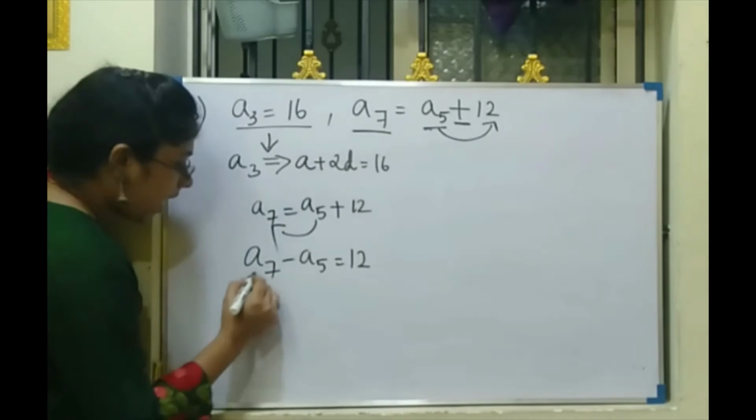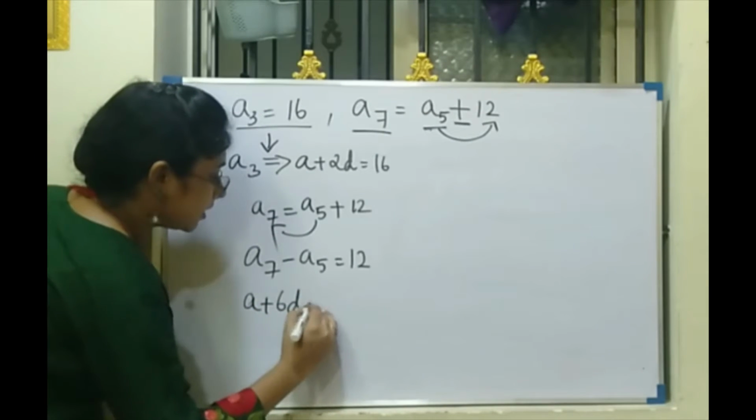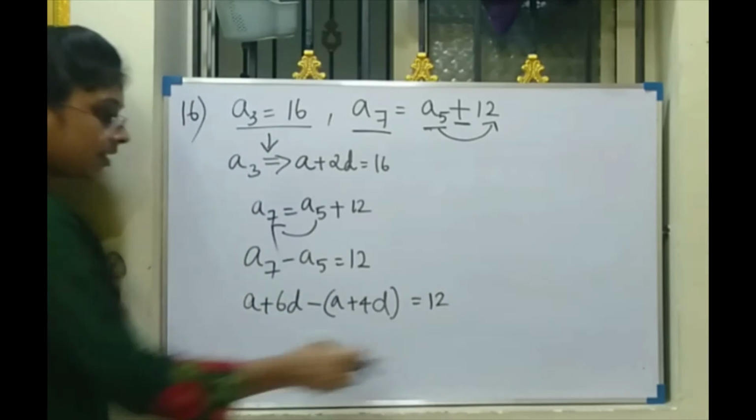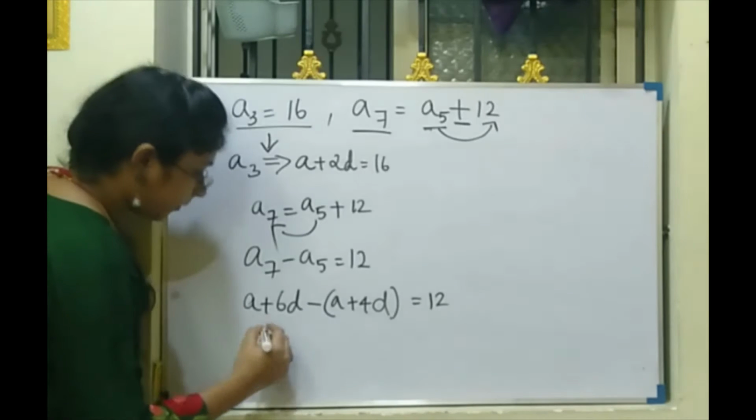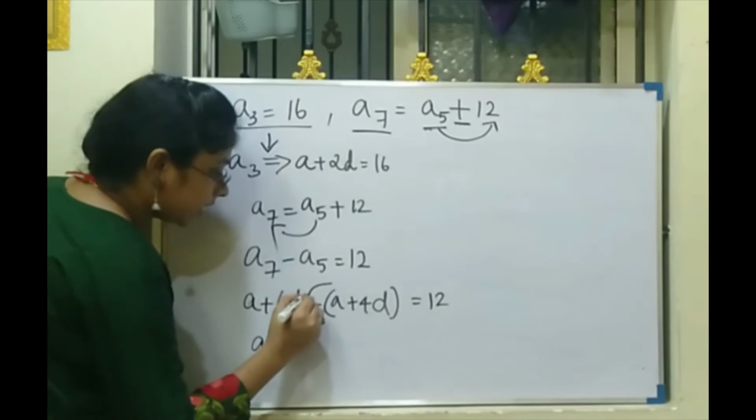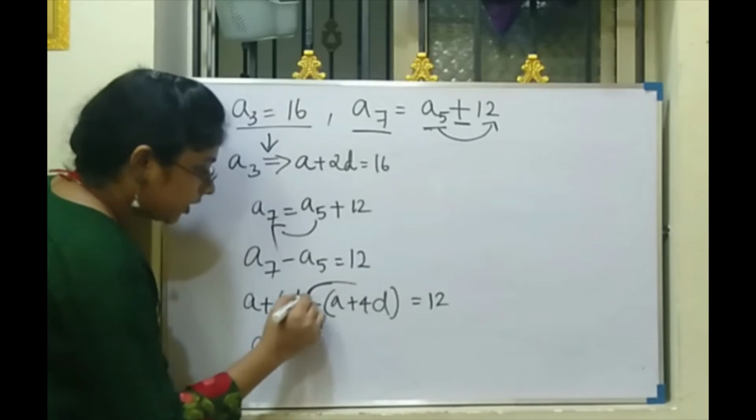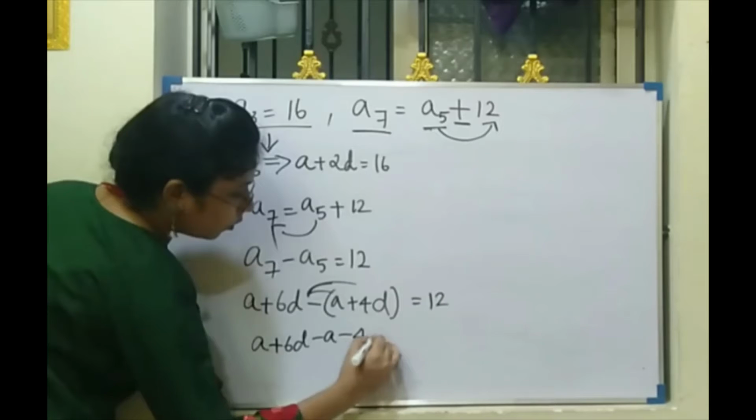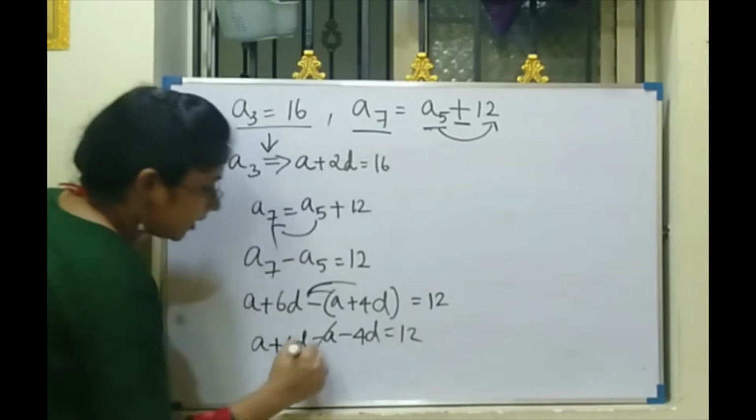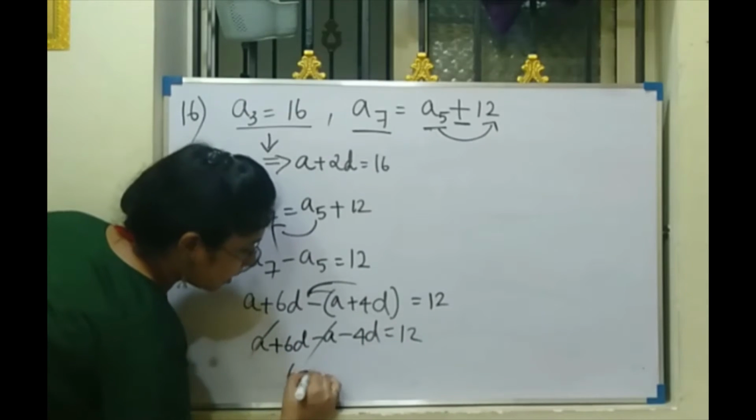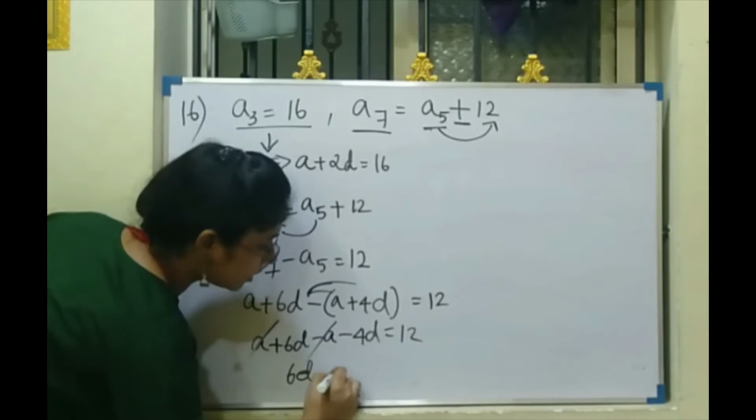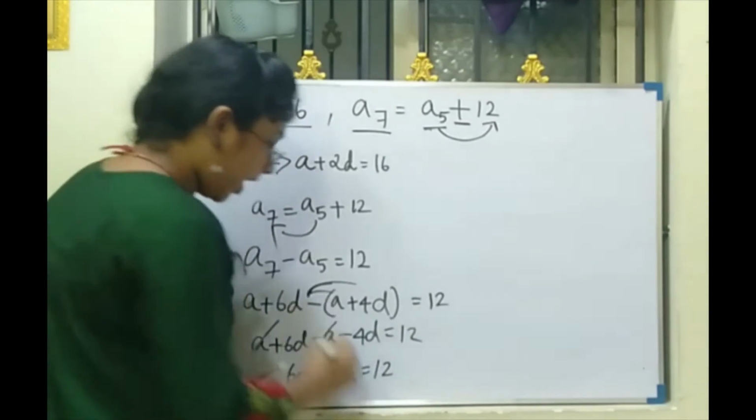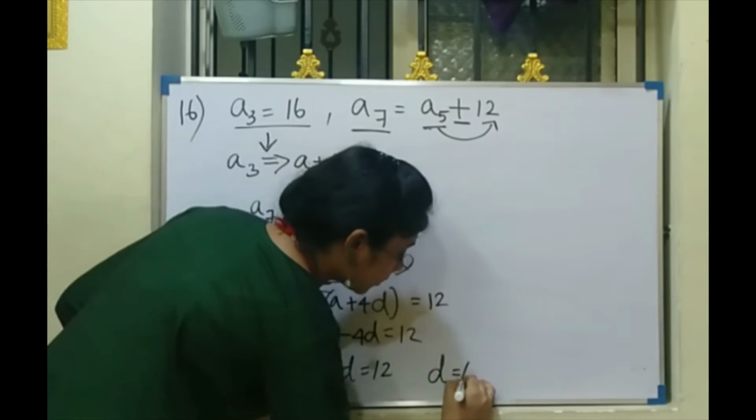And now when we expand this, A plus 6D minus of A plus 4D, which is equal to 12. In this way it will become easier. So when I give the minus symbol into this, minus A minus 4D, and A and A will get cancelled, so 6D minus 4D is equal to 12, where D is equal to 6.